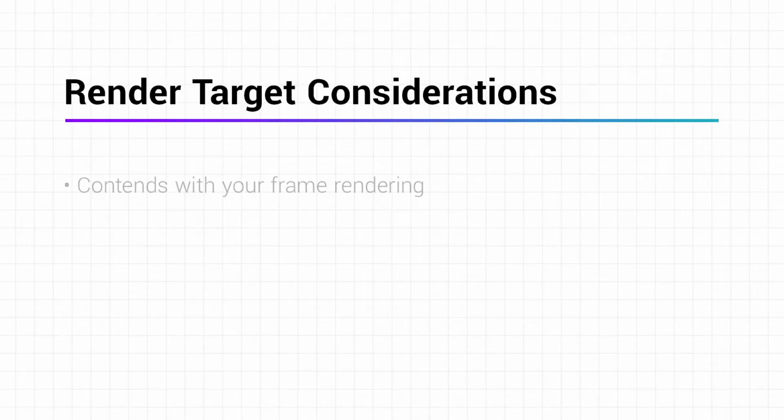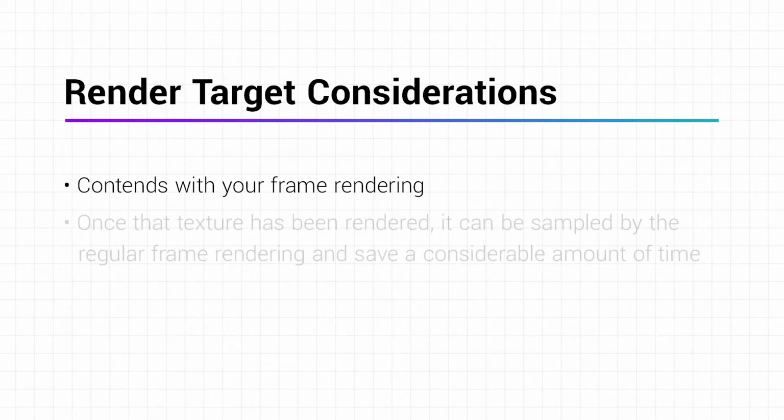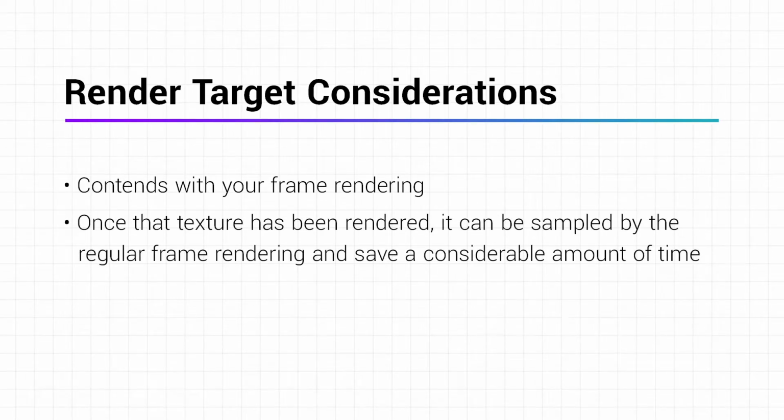When we look at what the Canvas system does, it becomes incredibly useful for a virtual reality world space because the canvas denotes a large texture. For the sake of performance, you don't want to render that texture every frame. Rendering to this texture or render target is contending with your frame rendering. Once that texture has been rendered, it can be sampled by the regular frame rendering and save a considerable amount of time. There are 2 other reasons to consider using the canvas.